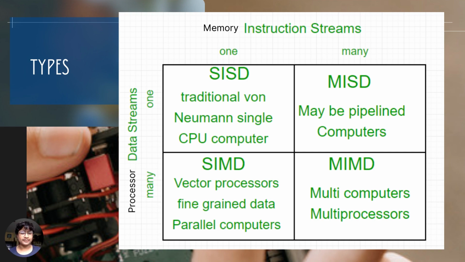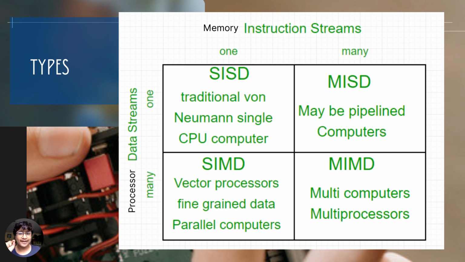Now coming to the types, this is really important. The types are instruction streams and data streams. This is a very simple and amazing chart. Instruction streams are the memory and the data streams are the processors. If I talk about SISD, it's as simple as that. S means single, I means instruction stream, S means again single, and D means data stream. So it's talking about one instruction stream and one data stream.